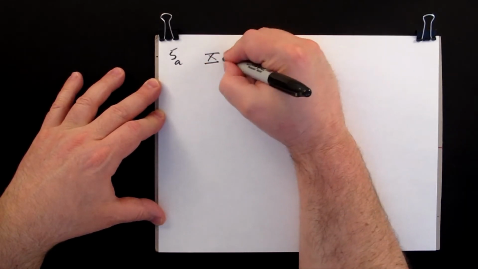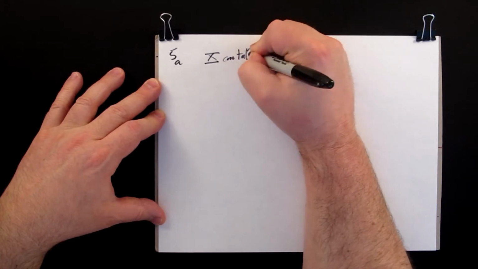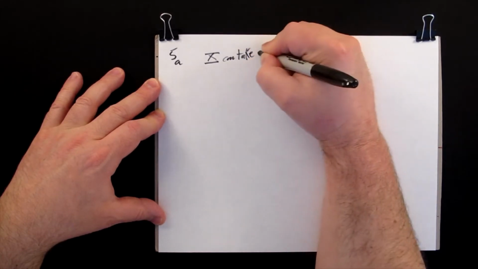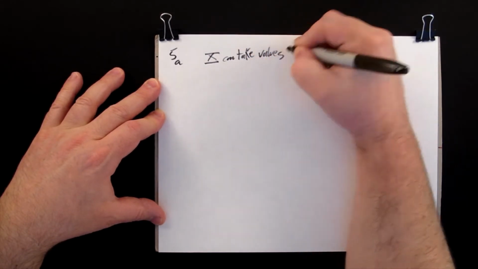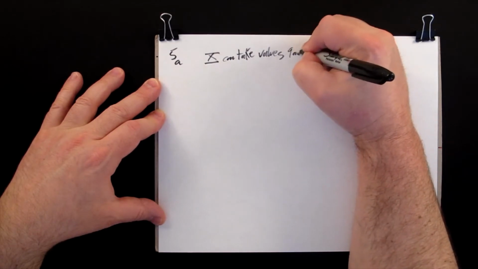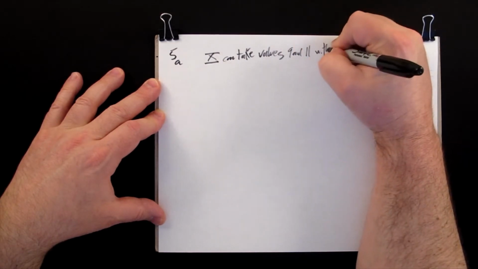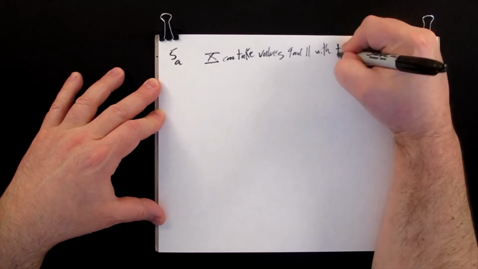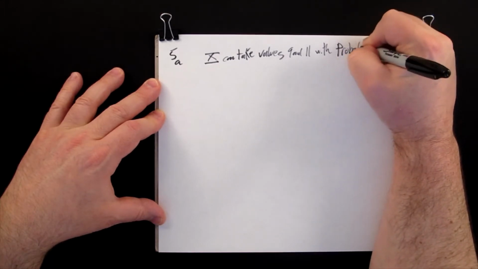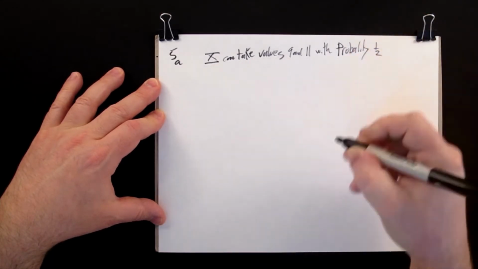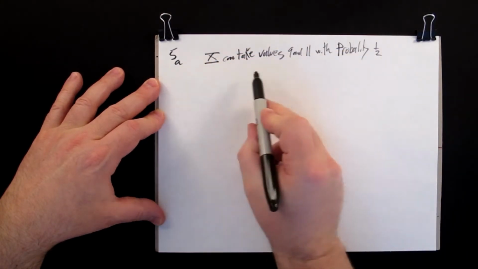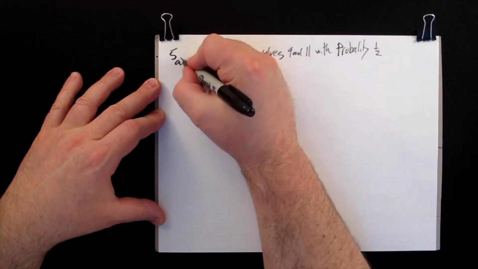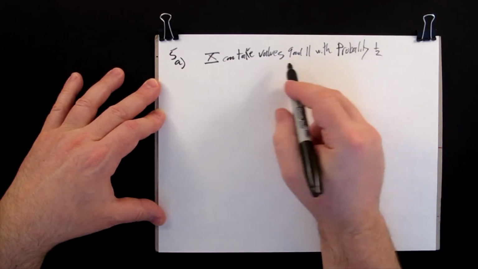random variable that can take values 9 and 11 with equal chance, so with probability 1/2. And then part B is going to be similar but with different values here.